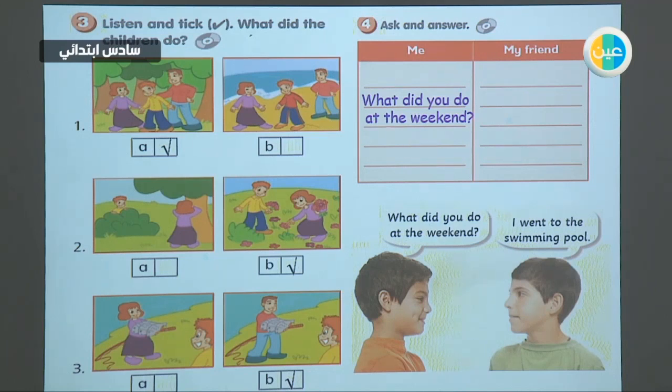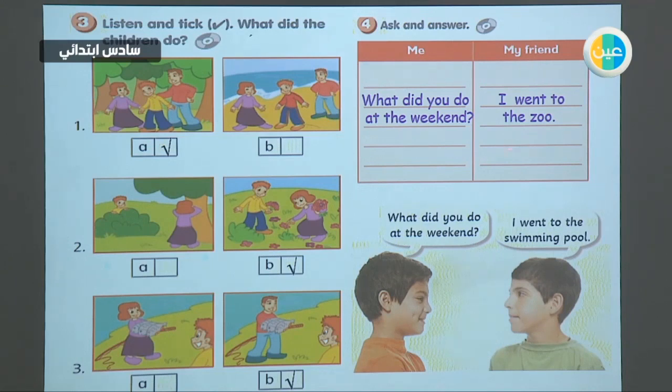So this is the question. You ask your friend. Now you can ask your brother or your sister, what did you do at the weekend? And you can answer, use any of the verbs that we studied. Like, for example, I went to the zoo, I went to the shopping mall, I cooked dinner, I played football with my brothers, I studied English, for example, I wrote my homework, I swam in the swimming pool.